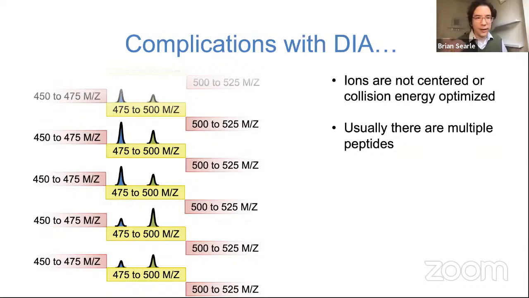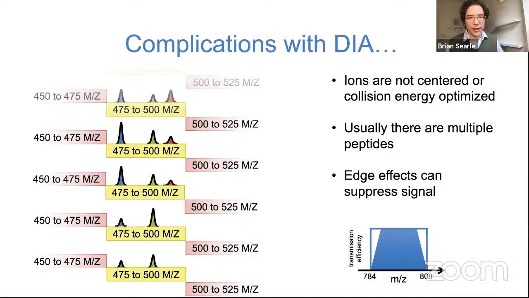Issue number two, as we've already talked about, there are usually multiple peptides that we're trying to measure at the same time, co-eluting at the same time. So the fragment ions can overlap and sometimes can be exactly the same fragment ions, particularly in cases of low mass fragment ions. The third thing is that we have suppression at the edges of windows.